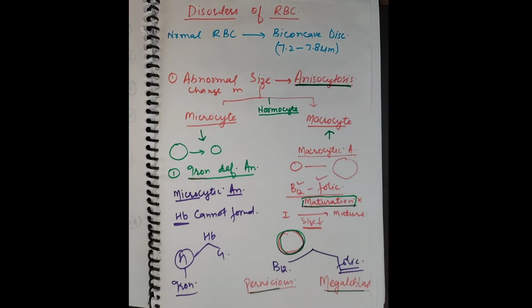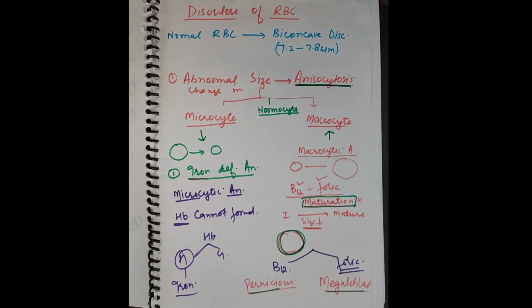To summarize, we have three kinds of disorder in size. One is microcytic anemia, one is pernicious anemia, one is megaloblastic anemia. Microcytic anemia is because of iron deficiency, because hemoglobin cannot be formed. Pernicious anemia is because of B12 deficiency, because maturation cannot happen. Megaloblastic anemia is because of folic acid deficiency.